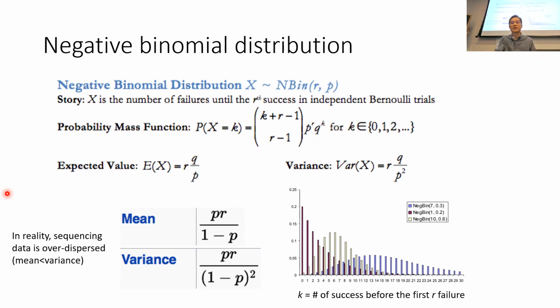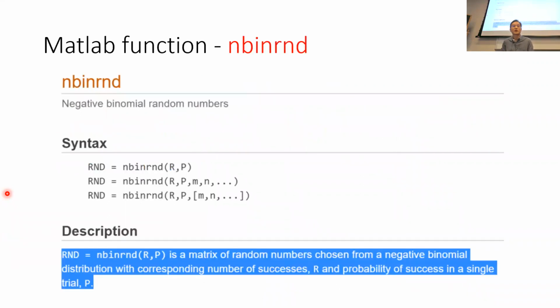Let me explain it to you. The best way, to me, is to look at how the MATLAB function is defined here. NBINRND is a MATLAB function to generate random numbers. They do not follow a normal distribution or a uniform distribution, but the numbers generated collectively should follow the negative binomial distribution. So that's negative binomial random number generation.